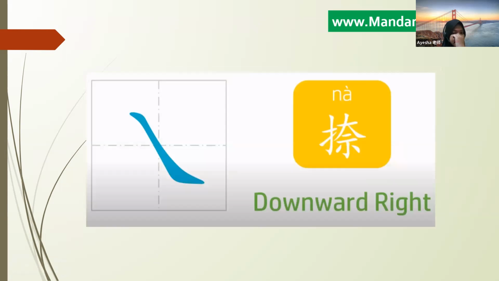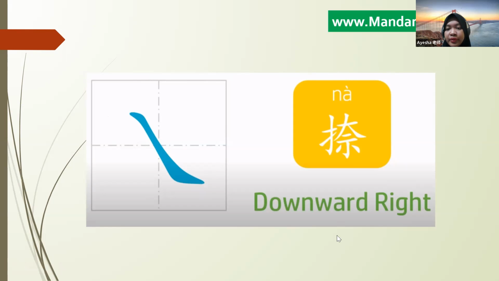All right. And another one is na. This one is a downward, right? You start from here, go down. There is a flow here, like a slide. So let's try. From your top left, downwards right, downward right. Okay, downward right. You can see it here.